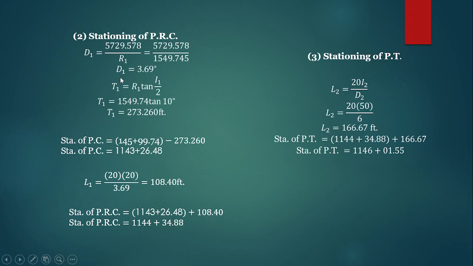Dito naman po ay ganoon din. Nabago lang yung value ng D, which is 3.69 degrees na siya. T1 din nabago. Nagbago naman yung given talaga. So, dito, L1 ko ay, ang PC ko ay 1143 plus 26.48. Tapos, i-add siya sa 128.40 para makuha yung PRC, which is this value.